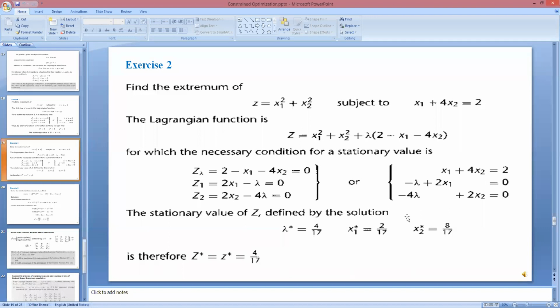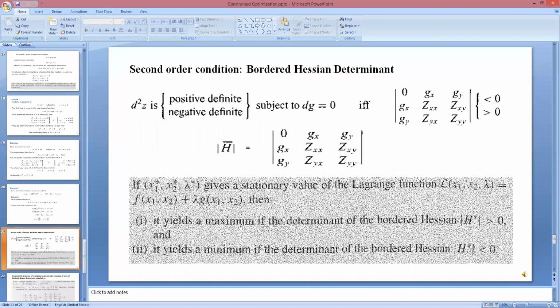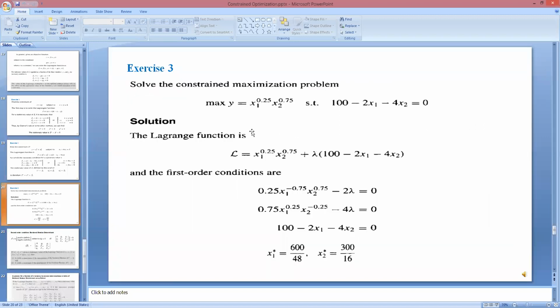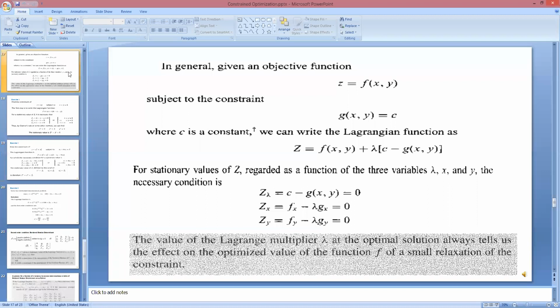Any other question? Ma'am, in slide 17, can you please go to slide 17? Yes. Ma'am, in this last line, you have written f of a small relaxation of the constraint. What does this sentence mean? This is the interpretation of the Lagrange multiplier. Actually, I'll interpret the Lagrange multiplier in the next class when we will have the economic application in our hand. For the time being, I have put the point that the value of the Lagrange multiplier lambda at the optimal solution always tells us the effect on the optimized value of the function f of a small relaxation of the constraint.